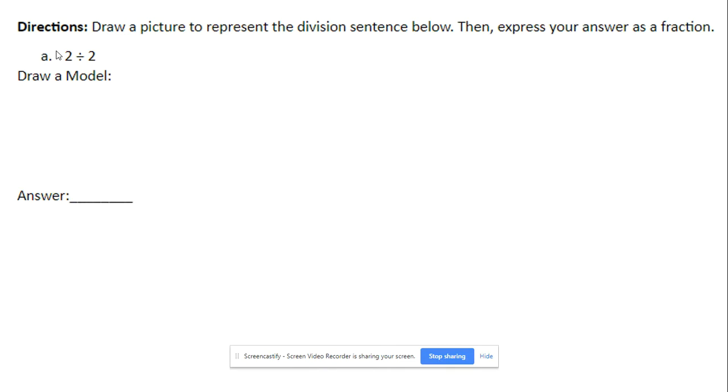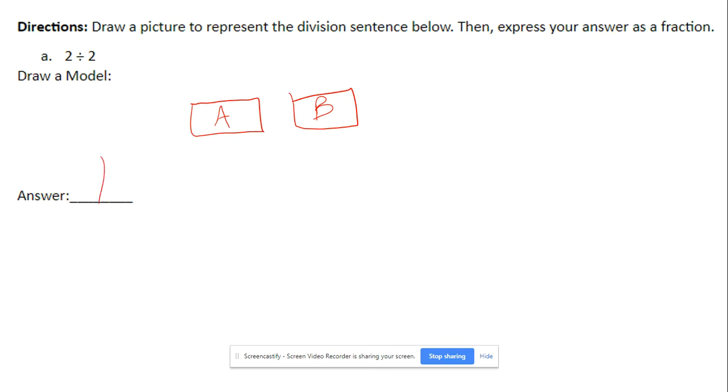So let's start with guided learning number 1, part A. It says we need to draw a picture to represent the division sentence below, then express your answer as a fraction. So 2 divided by 2. Well, that means that we have 2 objects. So let's draw 2 rectangles. And we're splitting those 2 objects into 2 groups, or like I like to think of, between 2 people. So let's split that between person A and person B. Let's see. That means that person A is going to be getting 1 whole. So 2 divided by 2 is 1.